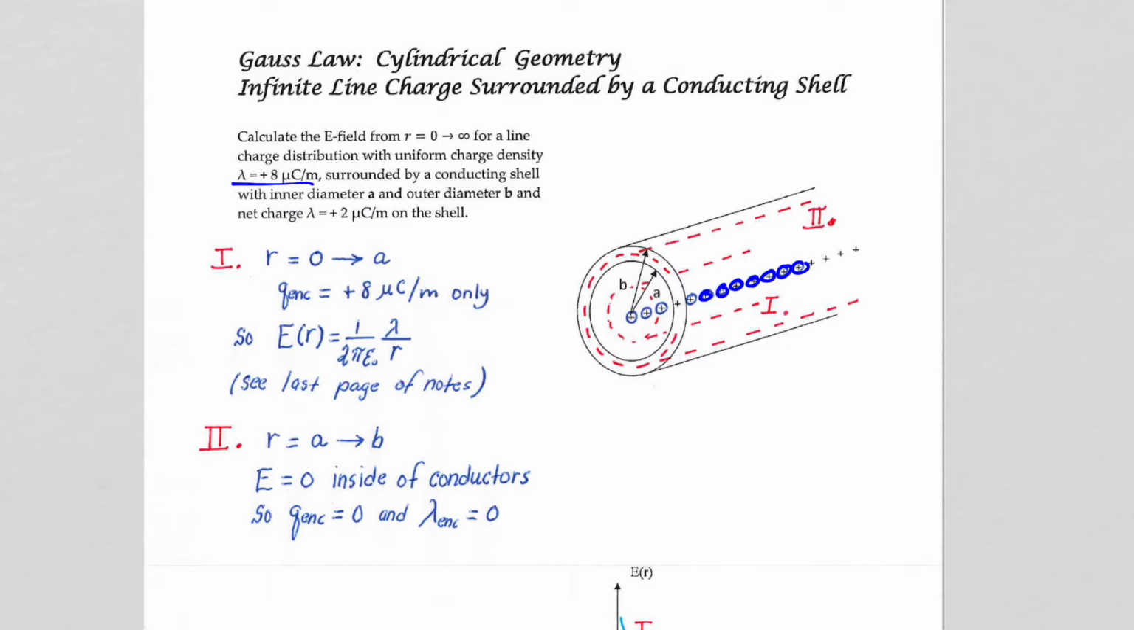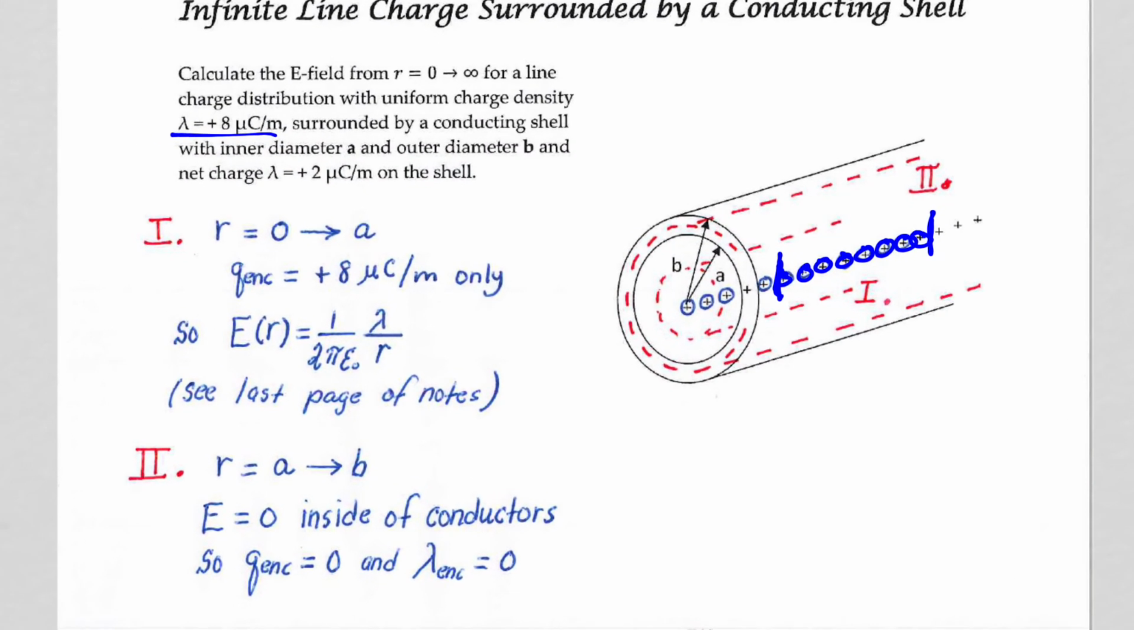So if we count 1, 2, 3, 4, 5, 6, 7, 8, and each of those charges represented 1 microcoulomb, and this was our 1 meter distance here, we would have 8 microcoulombs per meter. Now, we are told that surrounding that infinite line charge is a conducting shell with an inner radius a, outer radius b.